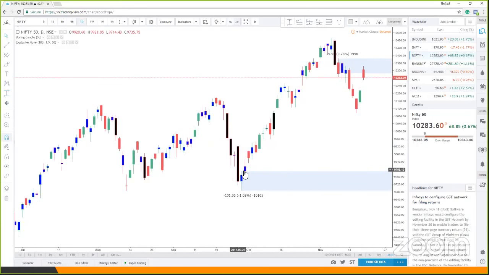Yes, I completely agree with you that if you have learned demand and supply, going with the rules, this is how the zone should have been drawn, but I've just modified it a little bit. So you'll be learning all those things, not to worry. Right, so that is what I'll say.